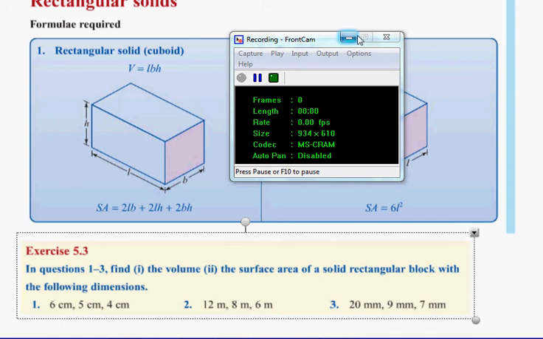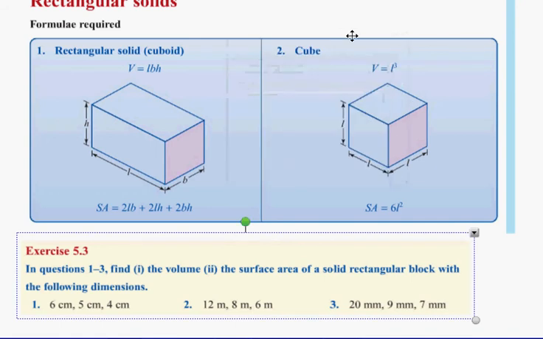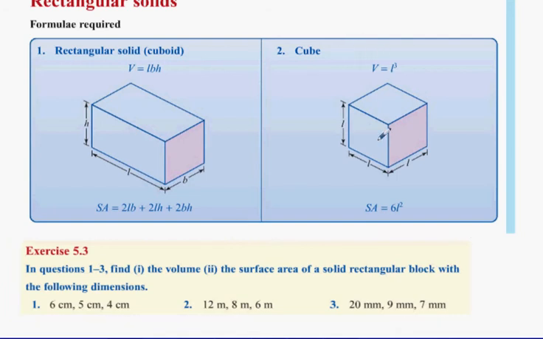This is rectangular solids. So you have a standard box or a cube. One of them is called a cuboid, the other one is called a cube. What you need to remember there is they all have 6 sides. So there are 6 sides like a dice.